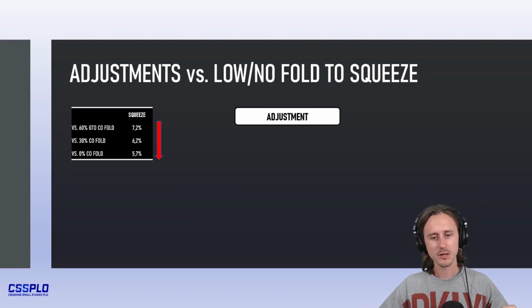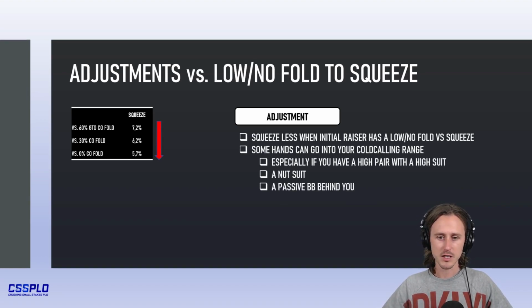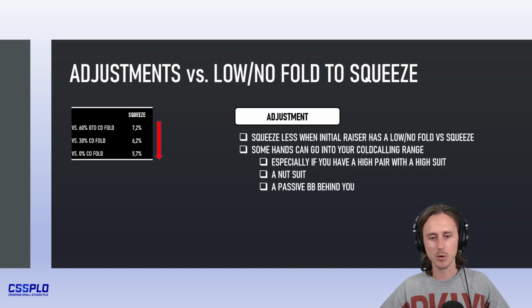The adjustments here that we are making after looking into this data: squeeze less when the initial raiser has a low fold or no fold versus squeeze. And some hands can now go into our cold calling range. Some hands, we don't want to squeeze anymore because they benefit so much from fold equity if squeezed. But some of these hands are still good enough to enter the pot. There's already a small blind in there. There's a lot of dead money in there. And we can definitely get away with entering the pot with some of these hands if we're not squeezing anymore.